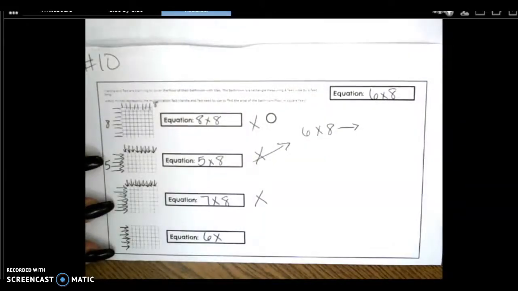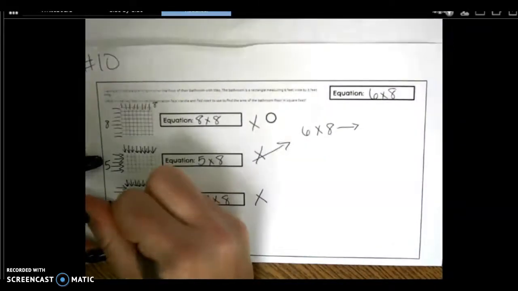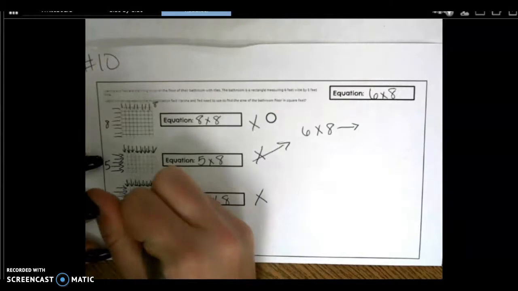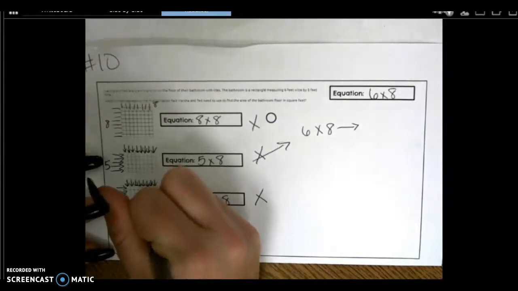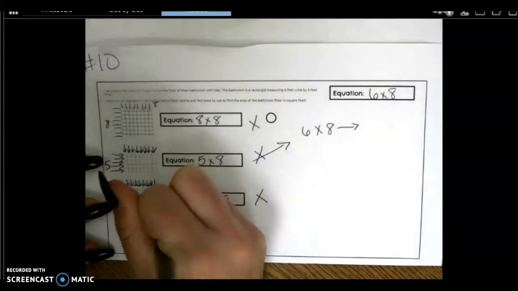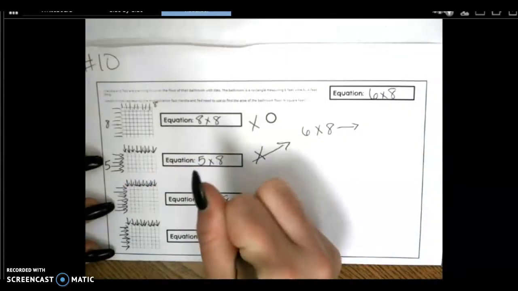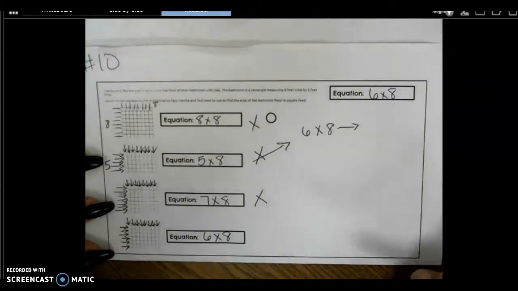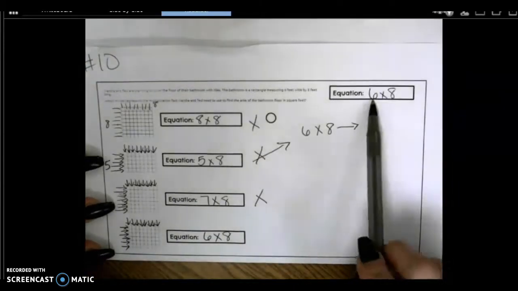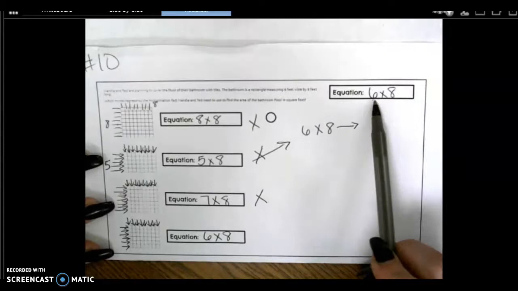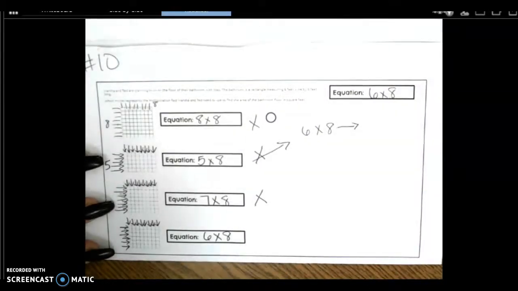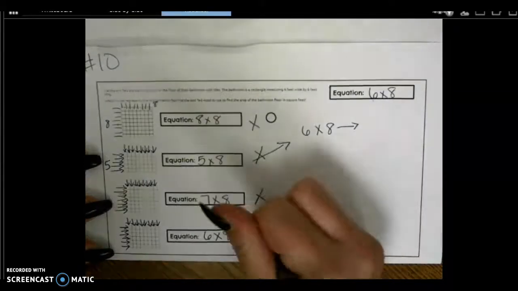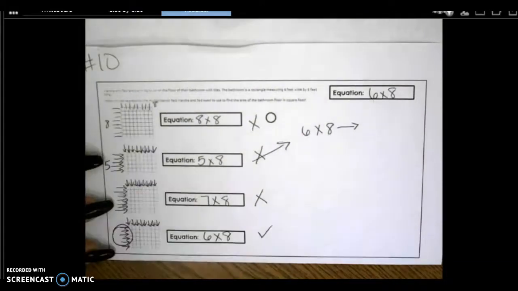Let's count our columns. 1, 2, 3, 4, 5, 6, 7, 8. So we know the second factor will be 8. 6 times 8. Well, let's see. Our equation that we're trying to match is 6 times 8. Is 6 times 8 equal to 6 times 8? Yes. So if you chose D, you are correct.